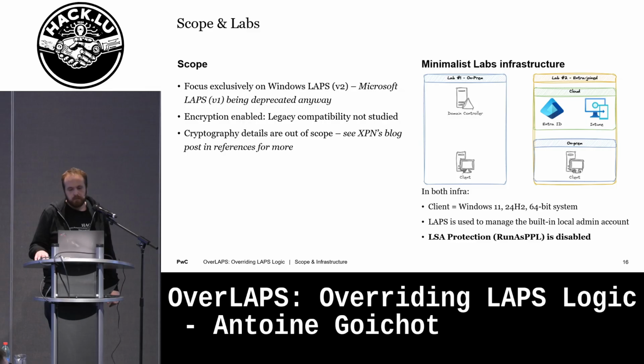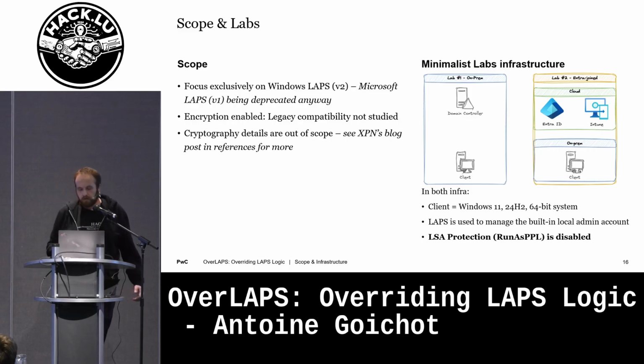And we popped two minimal infrastructures, one with a simple client and a domain controller for on-prem infrastructure, and one that is Entra joined. In both cases, we are using Windows 11 that is up to date. LAPS is configured to manage the local administrator, the built-in one. And we will disable LSA protection because now LAPS is loaded in the LSASS process, basically. So just to ease the research, we will disable the LSA protection, and of course we will assume that we have temporary local admin access on the machine.